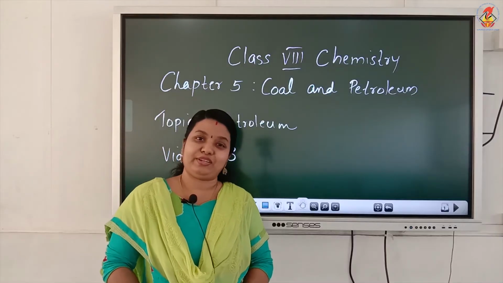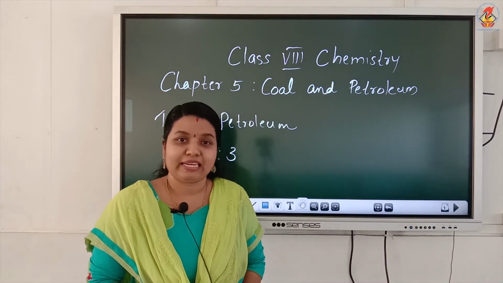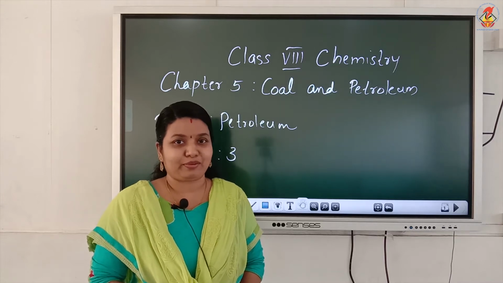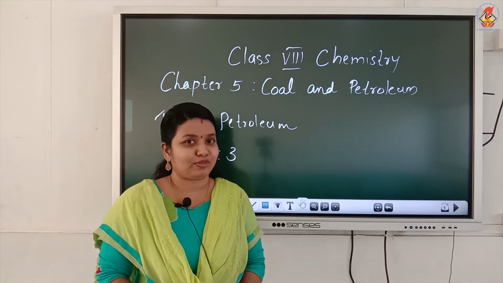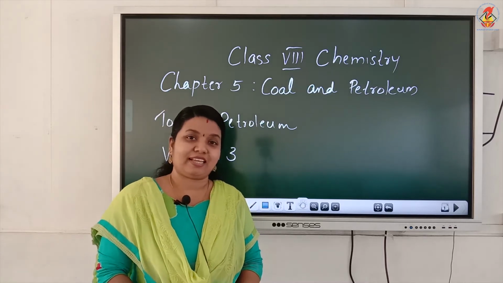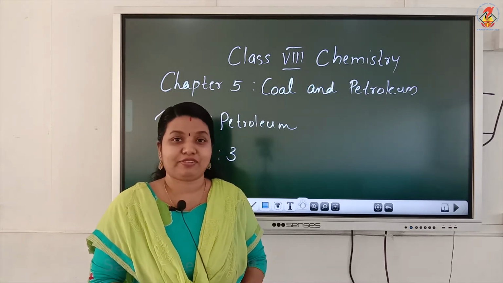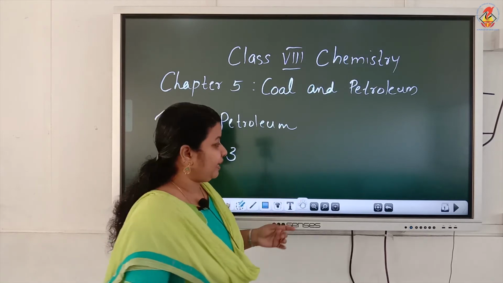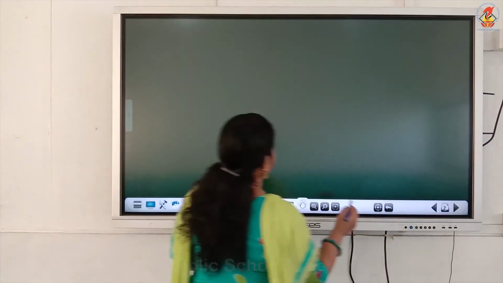Hi children, we continue with our fifth chapter, coal and petroleum. Coal, petroleum and natural gas are known as fossil fuels. They are exhaustible natural resources. In the last class we discussed in detail about the first one, that is coal. Today we will discuss about petroleum.